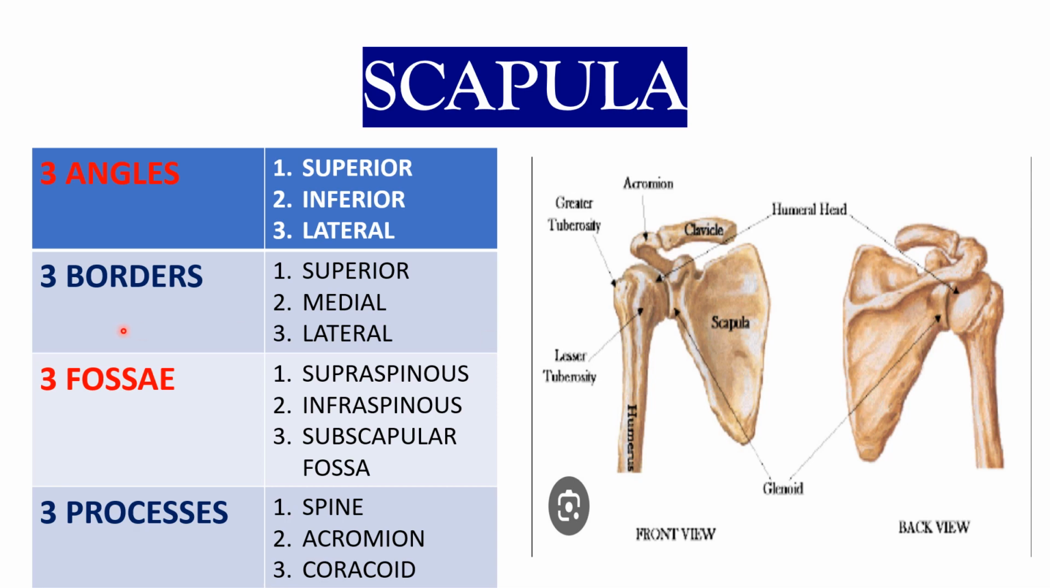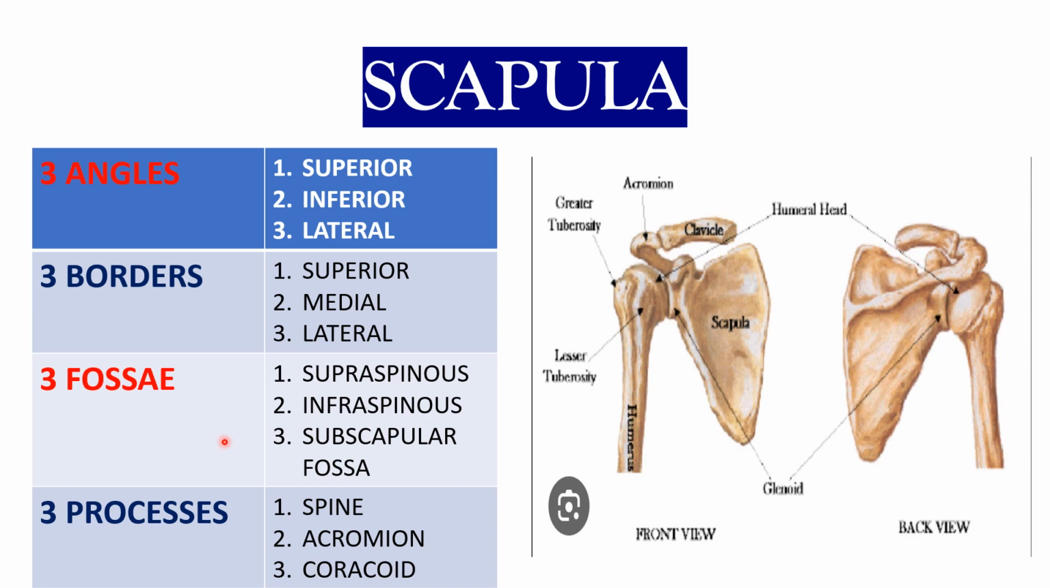Now, there are three borders. This is the superior border, then we have the medial border, then we have the lateral border. Superior border, which is the shortest. Then the medial border, which is also called the vertebral border. Then the lateral border, also called the axillary border. The superior border has a notch called the suprascapular notch.